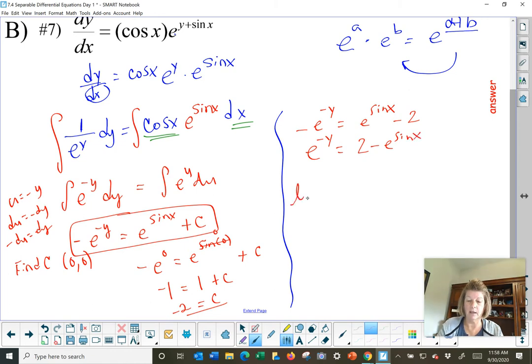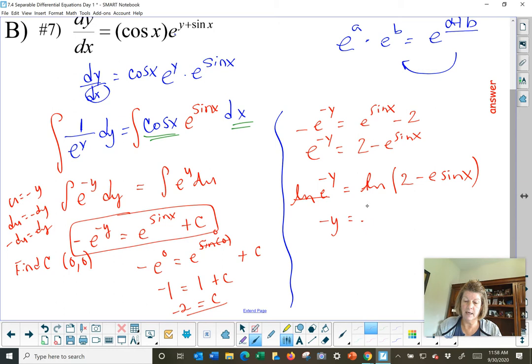Now let's take the natural log: natural log of e to the negative y equals natural log of 2 minus e to the sine x. That'll make this a negative y equals natural log of 2 minus e to the sine x. And then bring the negative over. I'll have y equals negative natural log of 2 minus e to the sine of x.